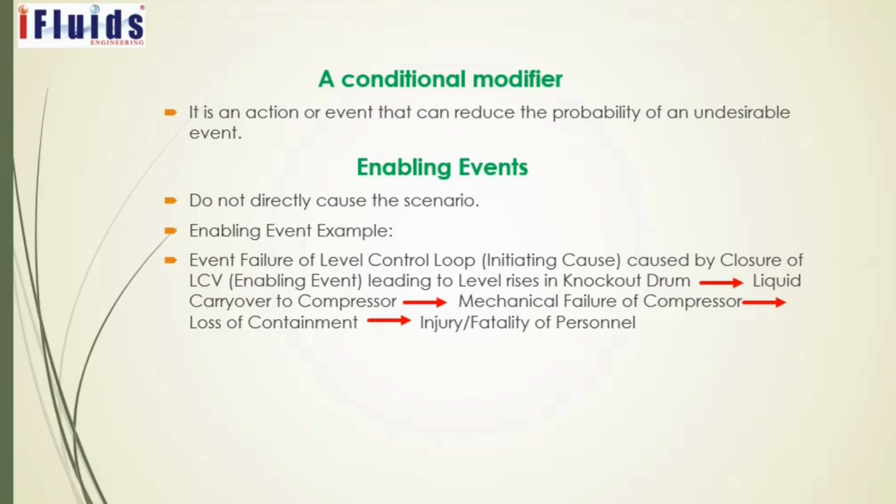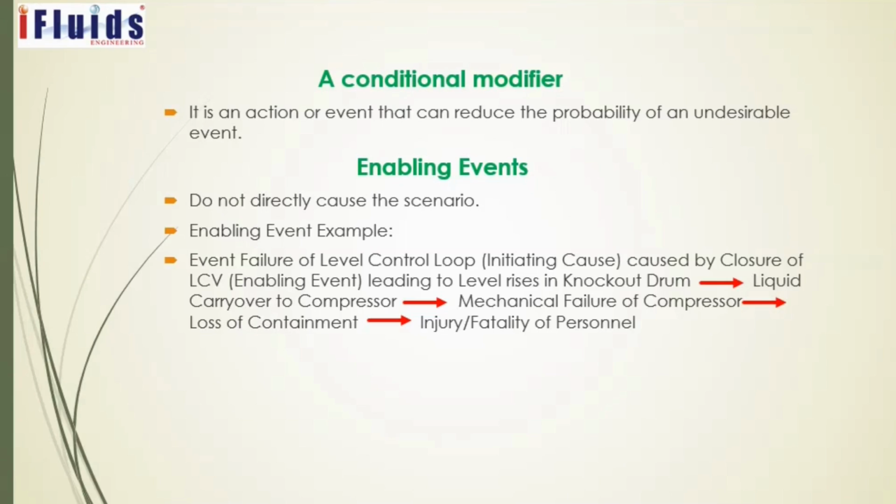Conditional modifiers and enabling events. What does it mean? A conditional modifier is an action or event that can reduce the probability of an undesirable event. Enabling events do not directly cause the scenario. An example: failure of a control loop is the initiating cause, and the enabling event here is the closure of the LCV.